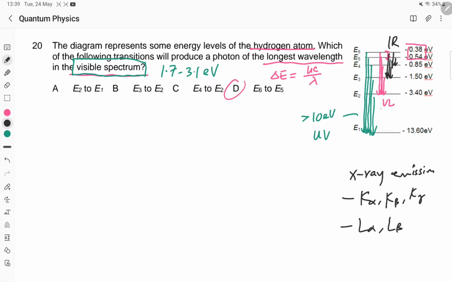So we are looking among all the transitions ending at E2 for the smallest transition, therefore it must be E3 to E2. Okay, so the answer is B.